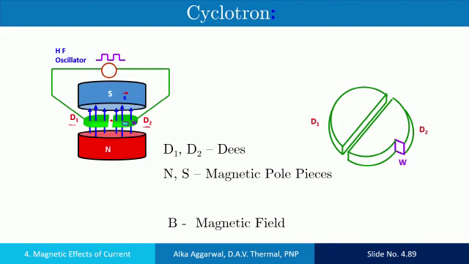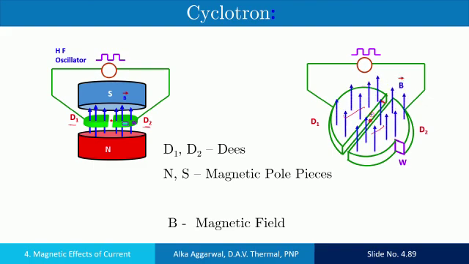This is a front view of the cyclotron. Now see the top view of the cyclotron. These are the two D-shaped containers, and they are kept at some distance along their diameter. There is a gap between these two Ds, and the source of ions is at the center. See this red point, it is the source of ions. The ion is produced at this point, and under the effect of the electric field and the magnetic field it moves within the Ds and comes out through the window.